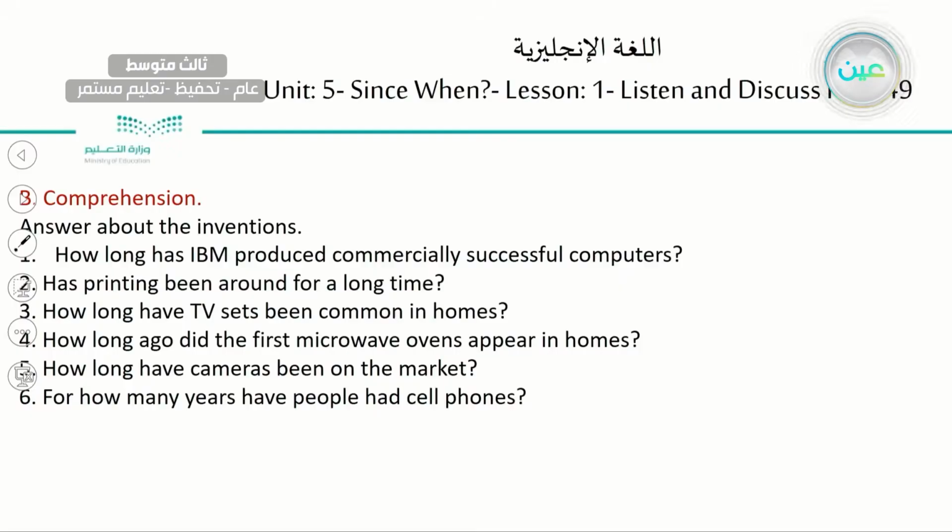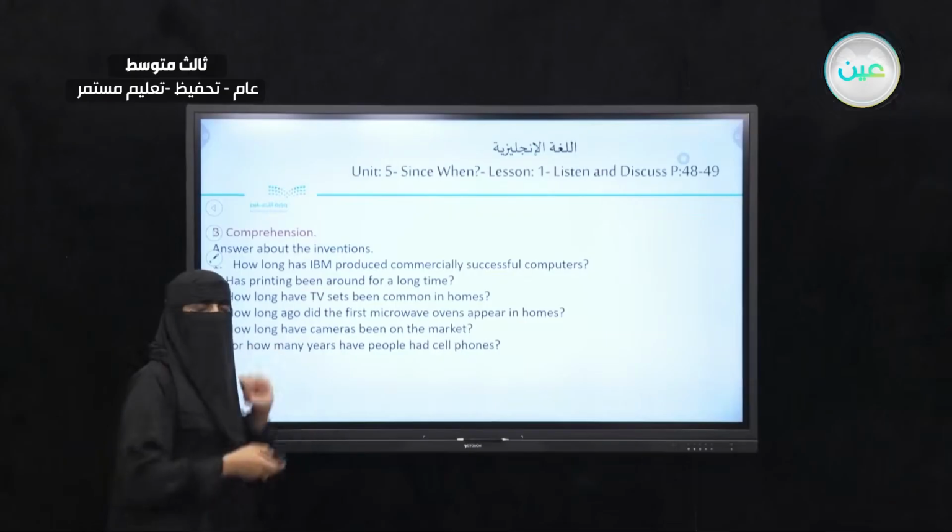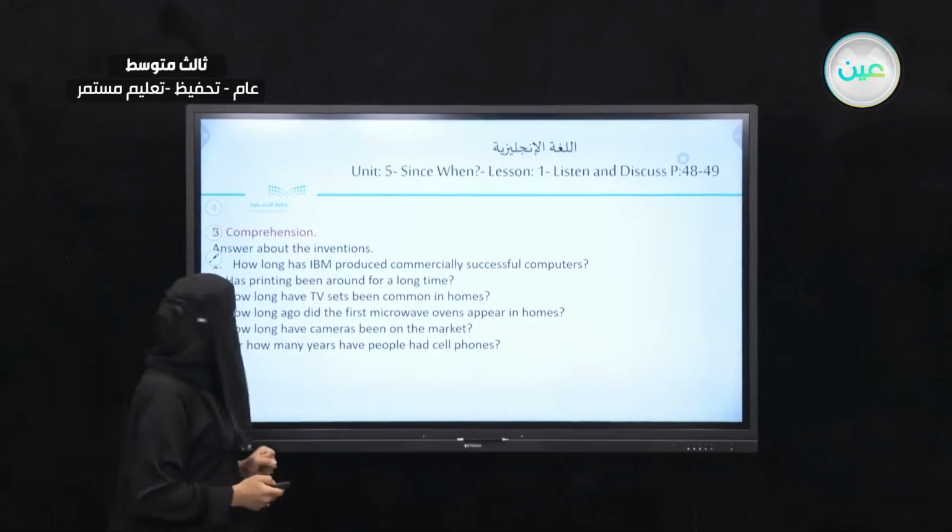And part B, the comprehension, we have 6 questions and the answers should be based on the text we have in front of us. Okay, question 1, how long has IBM produced commercially successful computers? So for the first question, we have to look for the computer part. We have different questions. Each question, read it and look for the paragraph related to it, okay?